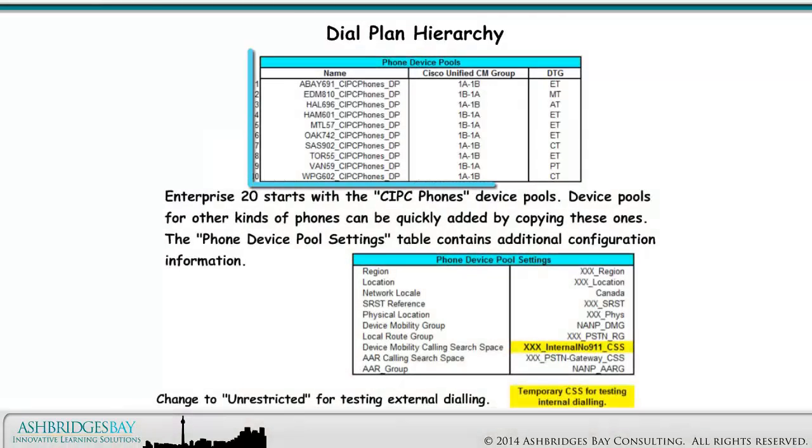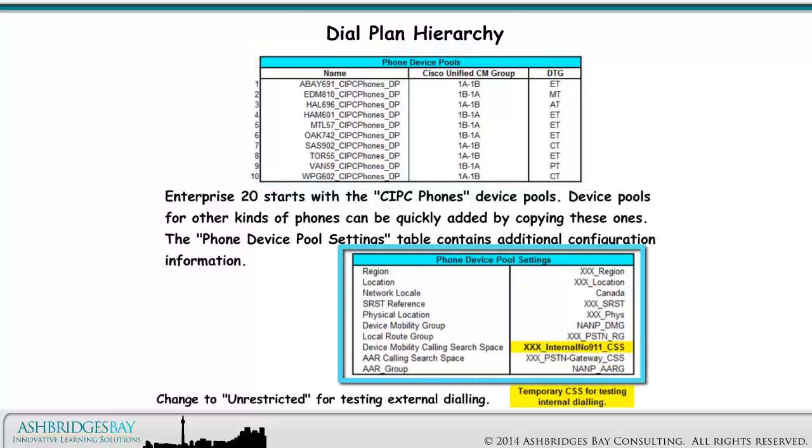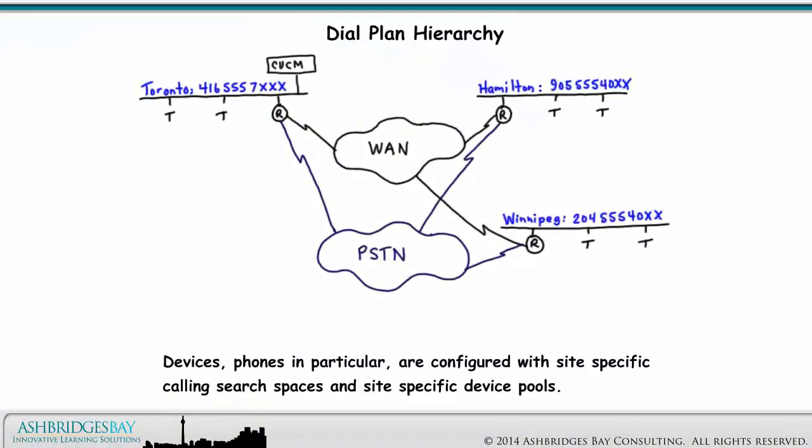Enterprise 20 starts with the CIPC phones device pools. Device pools for other kinds of phones can be quickly added by copying these ones. The phone device pool settings table contains additional configuration information. When we configure external dialing, we'll change the device mobility calling search space to unrestricted. Devices, phones in particular, are configured with site-specific calling search spaces and site-specific device pools.